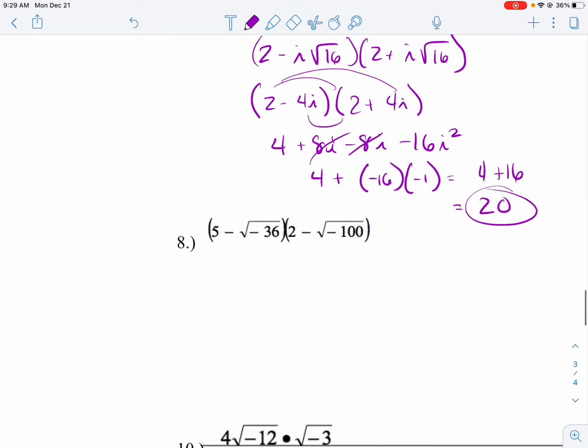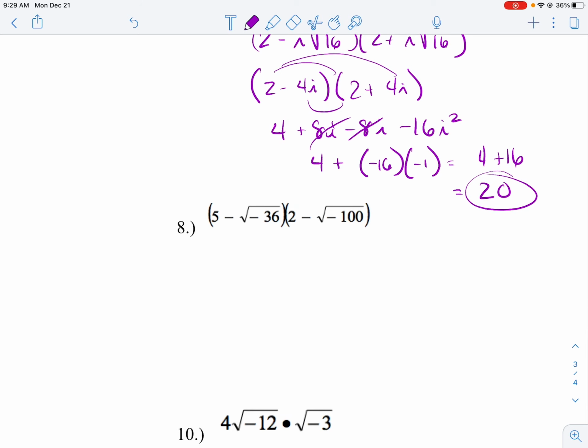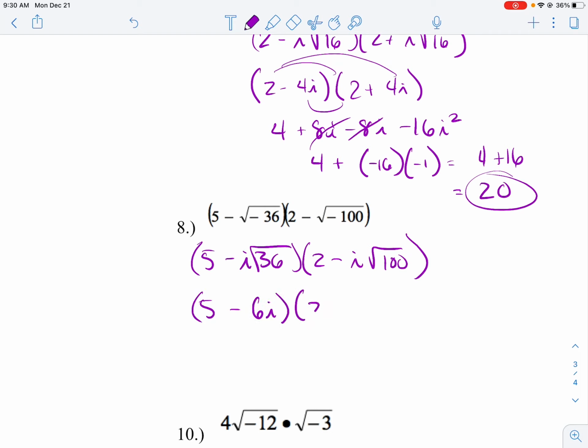Number 8. See a negative, bring it out. See that negative, bring that i value out. Okay, now looking a little more familiar. So square root of 36 is just 6, and the square root of 100 is 10. Multiply this out, so I get negative 50i. Oh, I'm sorry, got to multiply these two first. 5 times 2 is 10.